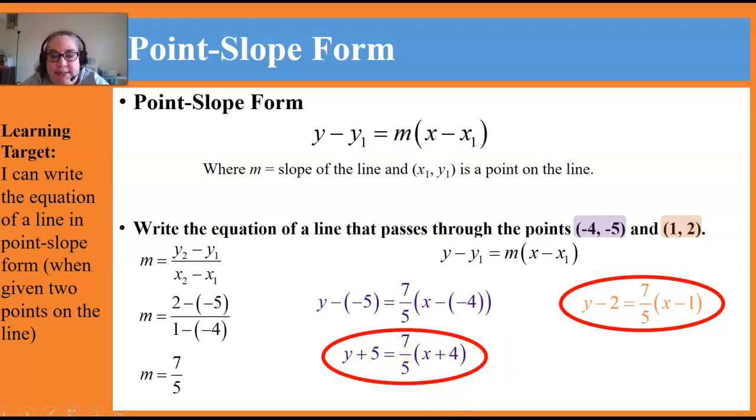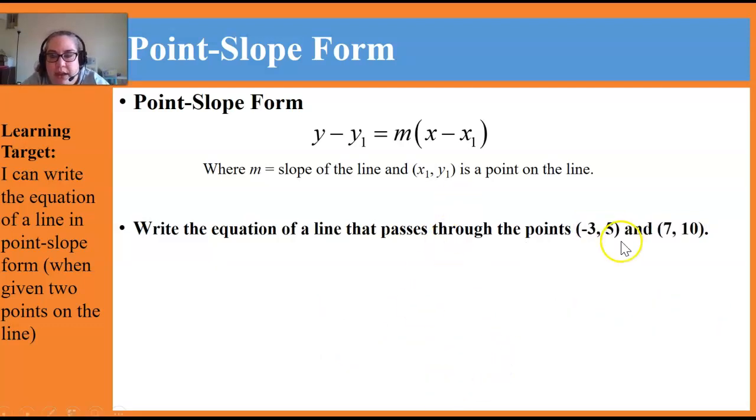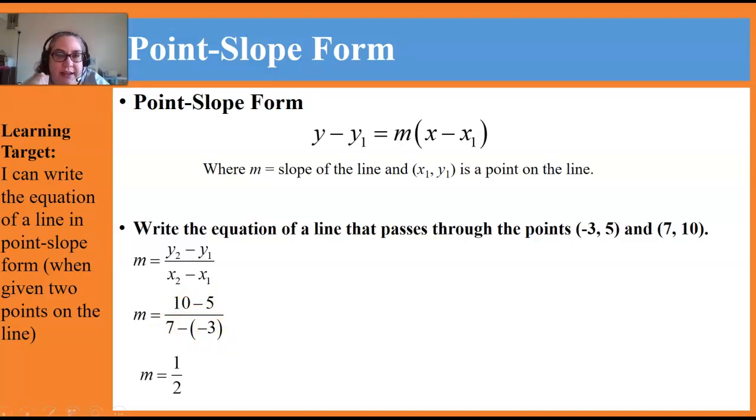Let's take a look at one more example. We are going to write the equation of a line that passes through the points (-3, 5) and (7, 10), and we're going to write it in point slope form. Again, the first thing we need to calculate is the slope. I'm going to use the slope formula and plug in my values. It would be 10 minus 5, which is 5, over 7 minus -3, which is 10. But we want to make sure that we're simplifying. Calculators usually will simplify, so 5 over 10 simplifies to 1/2.